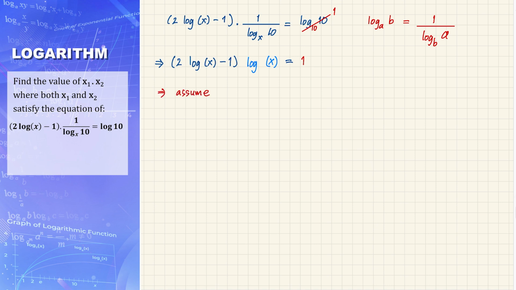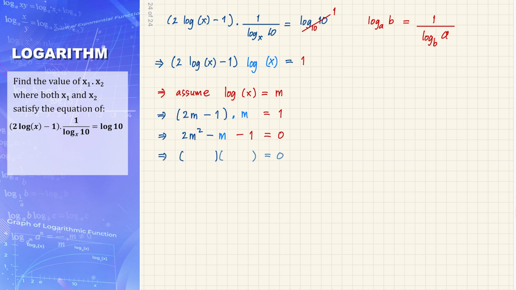Let's assume log x as m. Thus, the equation will become 2 times m minus 1 multiplied by m equals 1. We perform distributive multiplication, resulting in 2m squared minus m minus 1 equals 0. It turns out, we now have a quadratic equation.